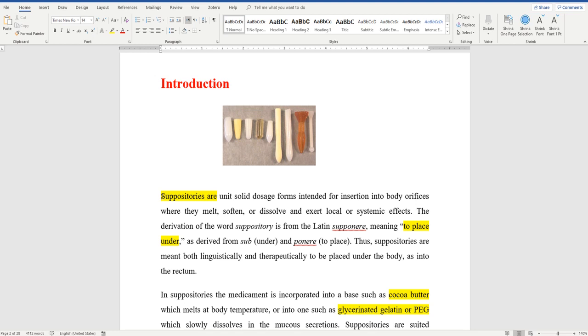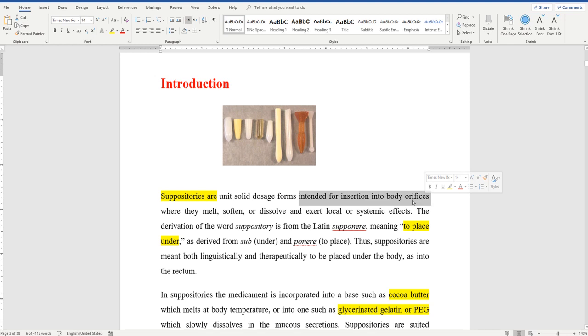Now, just by saying unit solid dosage form, you still don't have the full picture of this dosage form, because a tablet can be a unit solid dosage form, and a capsule can be a unit solid dosage form. It becomes clearer when we say what it is intended for and what will happen. Suppositories are intended for insertion into body cavities or orifices.